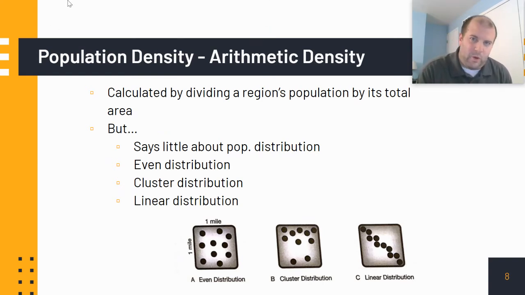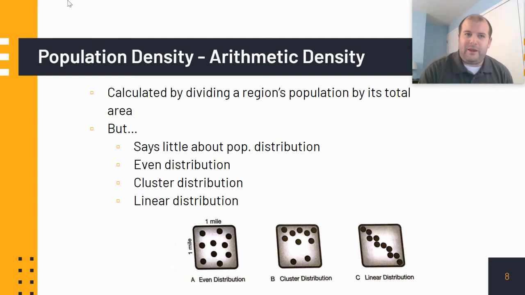Remember, density from unit one was the number of objects in a given space. So here with arithmetic density, I'm talking about the total number of people divided by the total area of a space. So total population divided by total land area. And that could be in square kilometers, or if you're one of those rebel Americans, square miles. Okay, now arithmetic density is useful.